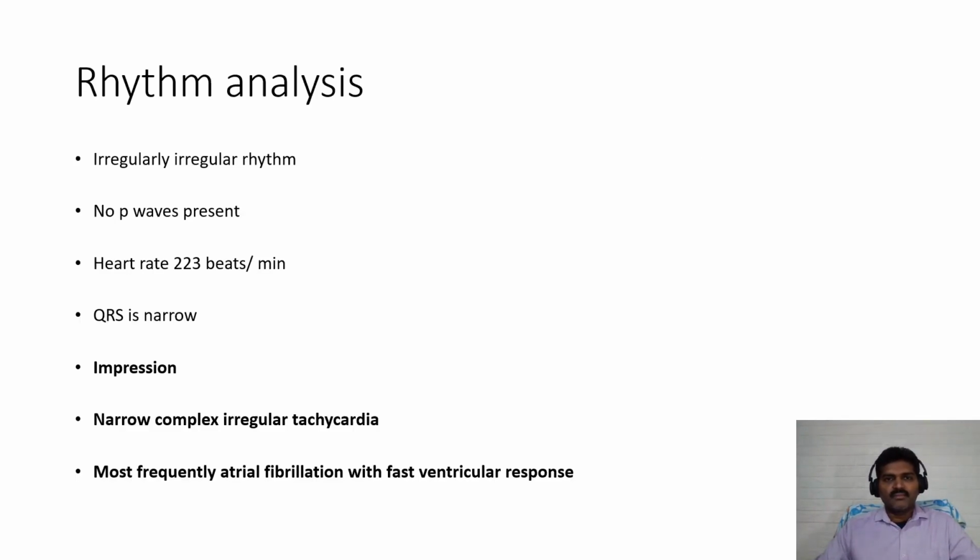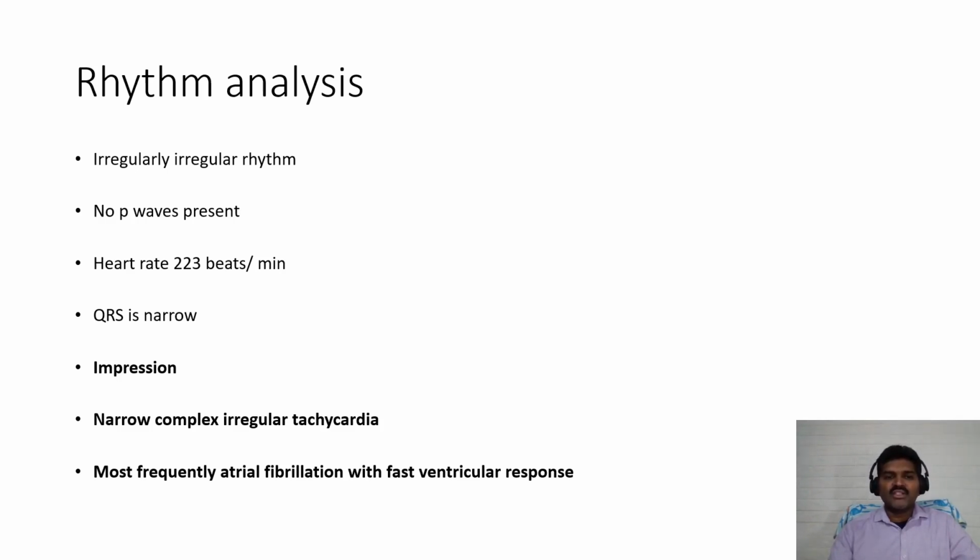So the same thing I have presented here. The rhythm is irregular. There are no P waves. Rate is 223 per minute, which is tachyarrhythmia. QRS is narrow. So the impression is a narrow complex irregular tachycardia. Narrow complex irregular tachycardia is almost always atrial fibrillation, unless otherwise proved.